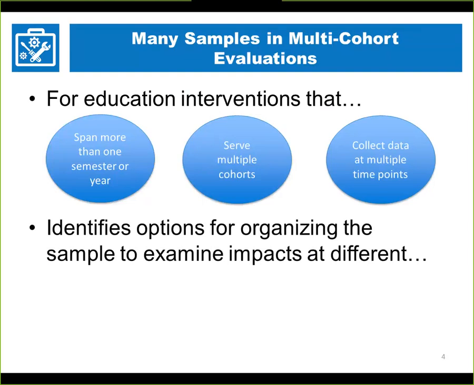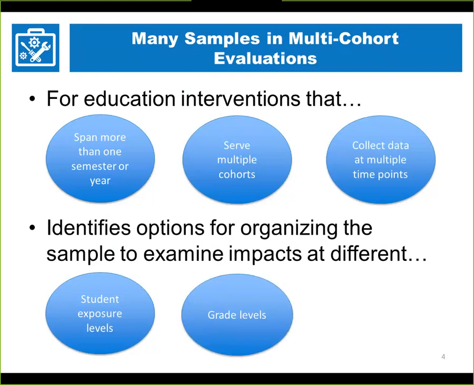The multi-cohort tool helps identify these options, creating the opportunity for evaluators to examine impacts on students with different amounts of exposure, for example, 1 semester of exposure, 1 year of exposure to the intervention, to examine programs' effects for students at different grade levels, for example, freshmen or sophomores, or even by semesters for students in their first semester of college or second semester of college, and to examine programs' effects for students at different points in time relative to the start of the intervention. So in semester 1 or semester 2, or so on.